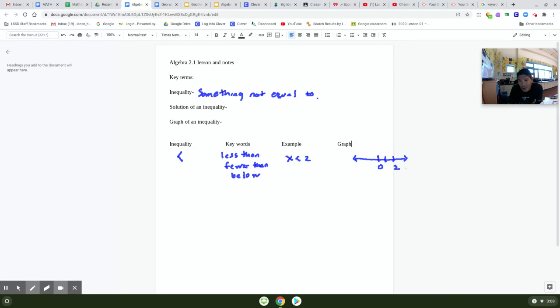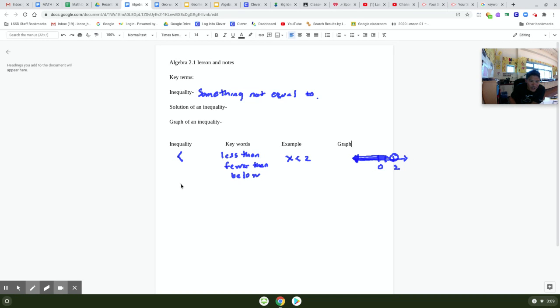To represent that on the graph, we want all the numbers up to, but not including 2. To show that 2 is not included, we make an open circle, or a non-filled in circle. Everything to the left of that shows all the numbers that are less than 2, under 2, fewer than 2, any way that you want to describe it. So we fill it in to the left of 2. Again, the open circle at 2 means that the number is not included. All of those filled in numbers are solutions of the inequality, and that's shown by the graph. Less than is one type of inequality.